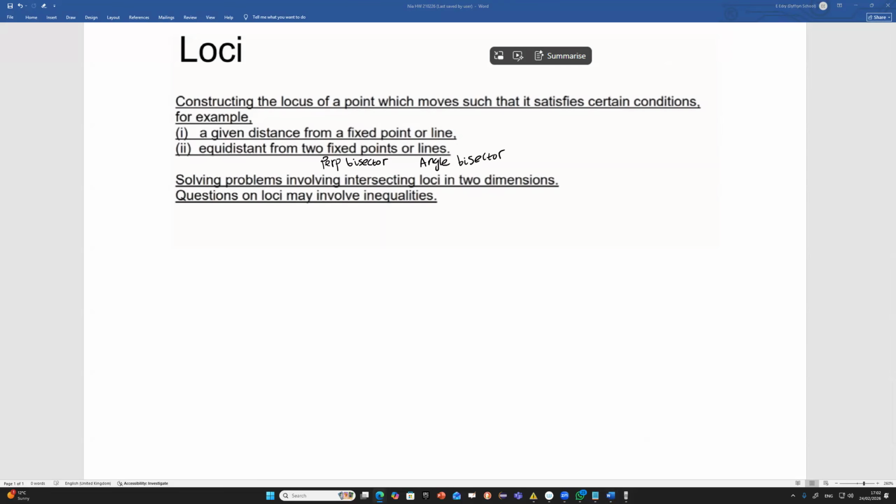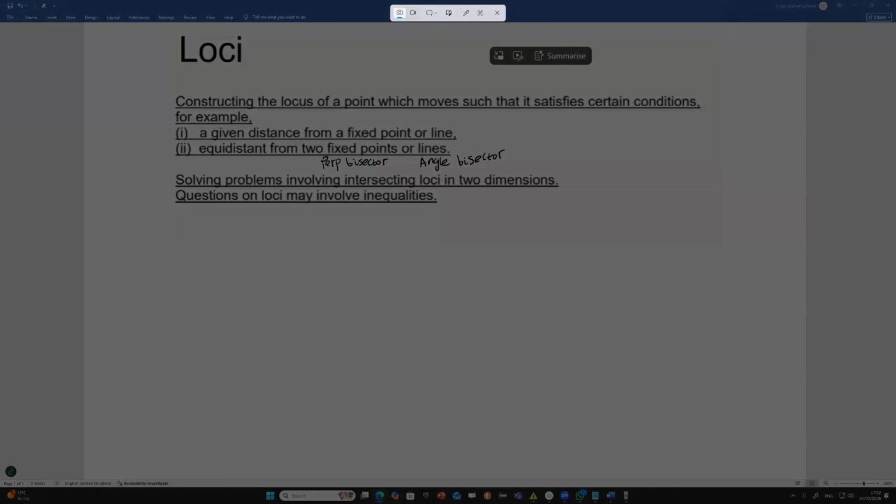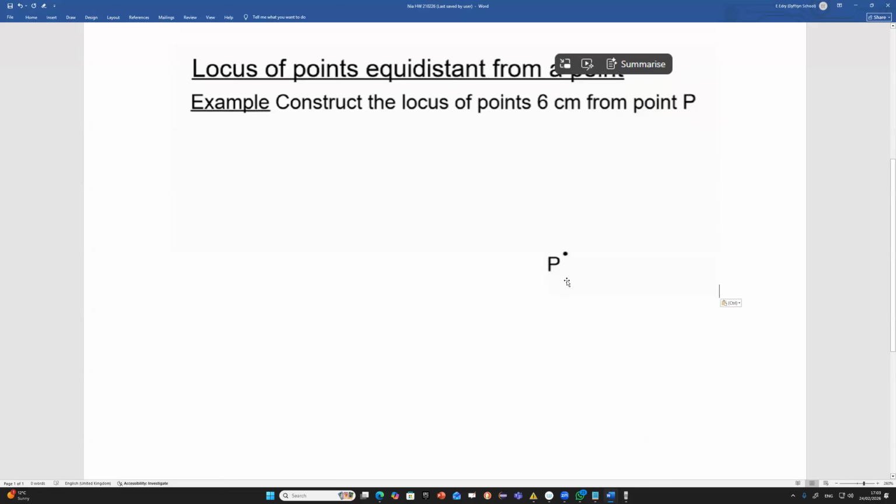Right, so the obvious one is, let's say I want to construct the locus of points. The locus of points is just a set of points, so all that means is like a line where that condition is met. So if I want to construct the locus of points 6 centimeters from the point P, let me get some printer paper, that'd be best.